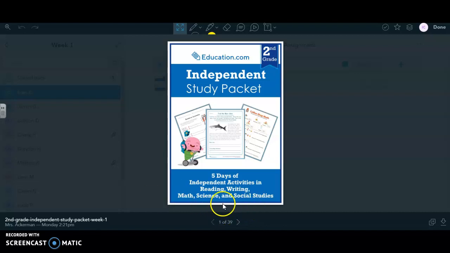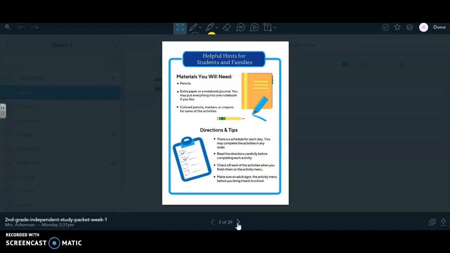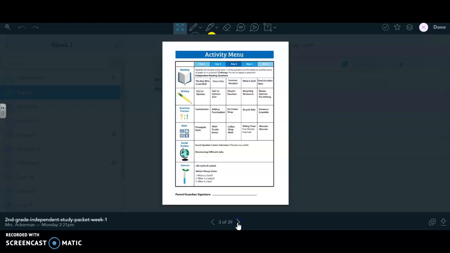On this first page, you can turn it. There's nothing for you to do on this page. Helpful hints for students and families are on the second page. The third page is your activity menu for the week. These are all things that you are going to do for each day in each subject. If you would like to go through this real quick, that is fine.